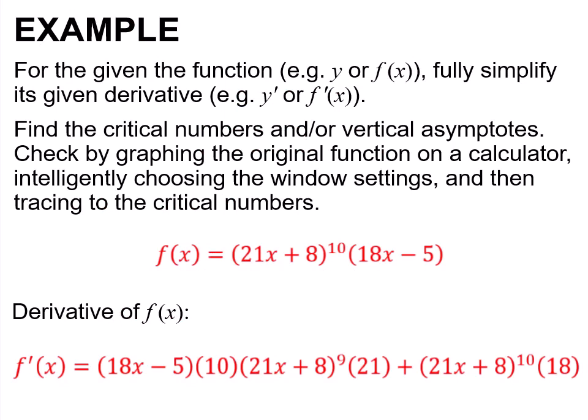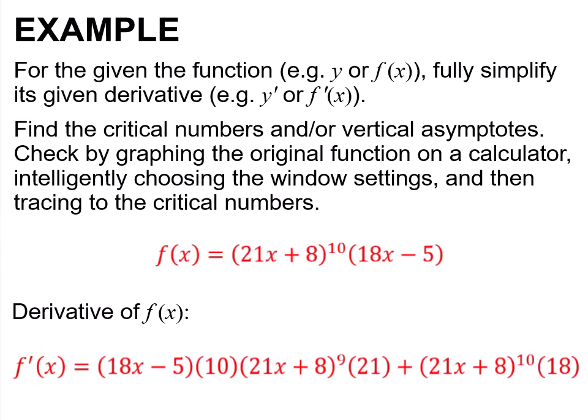All right, so here's an example, and we are instructed for the given function, which could be an unnamed function like y or a named function like f of x. And you see here we have a named function f of x. For that given function, fully simplify its given derivative. In other words, either y prime or f prime, as you see here, and that is how we read that symbol, not f apostrophe, but f prime.